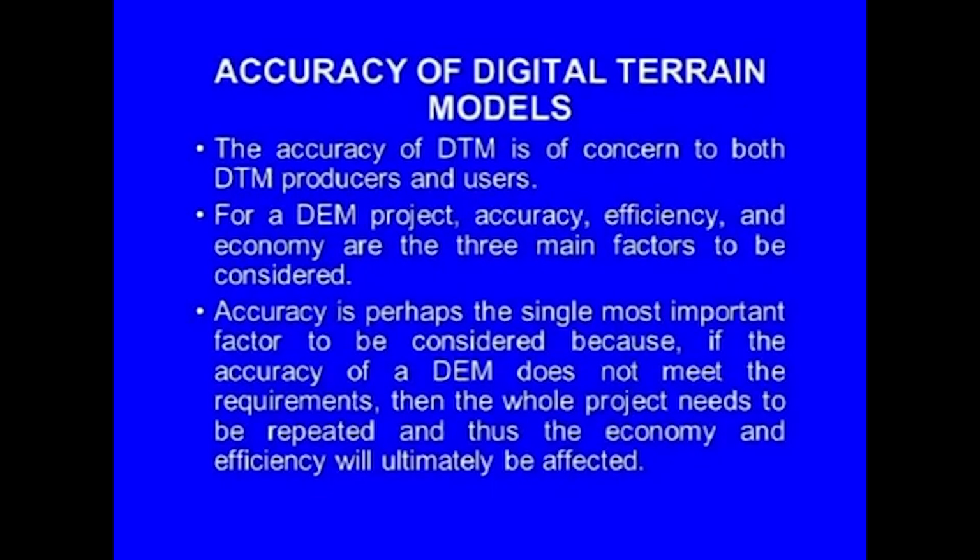Having had a look at this, now let us look at the accuracy of the digital terrain models. The accuracy of a DTM is of concern to both DTM producers and users. For a DEM project, accuracy, efficiency and economy are the three main factors to be considered. Accuracy is perhaps the single most important factor, because if the accuracy of a DTM does not meet the requirements, then the whole project needs to be repeated, and thus the economy and the efficiency will ultimately be affected.